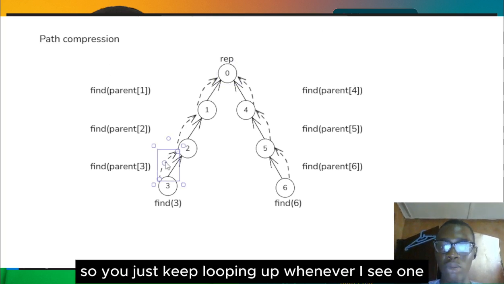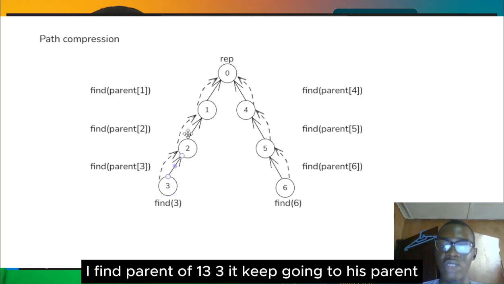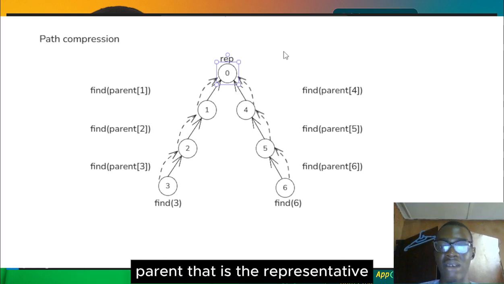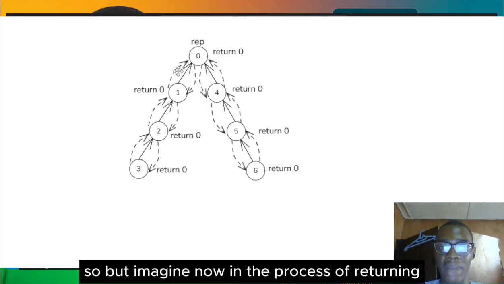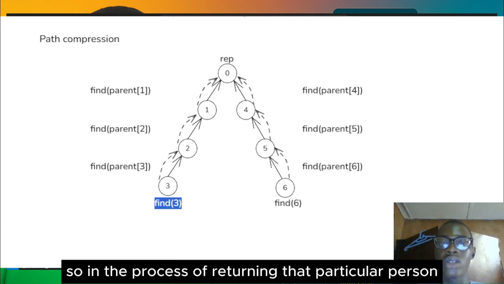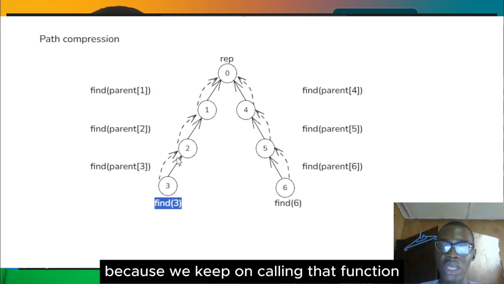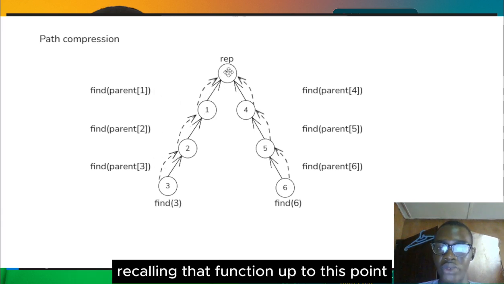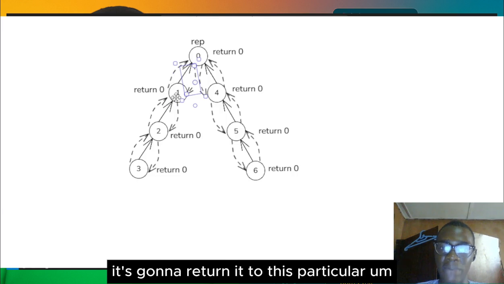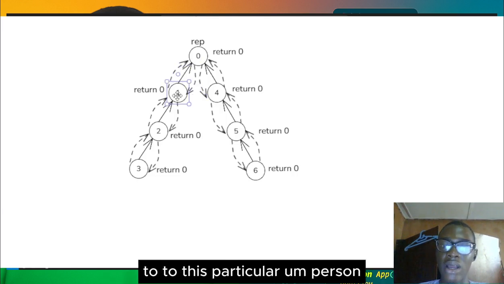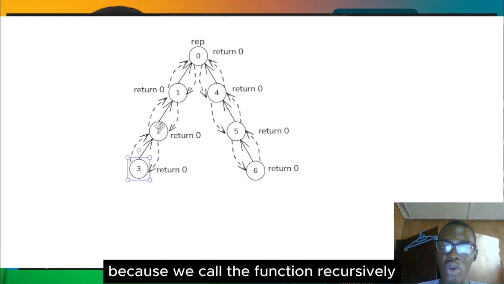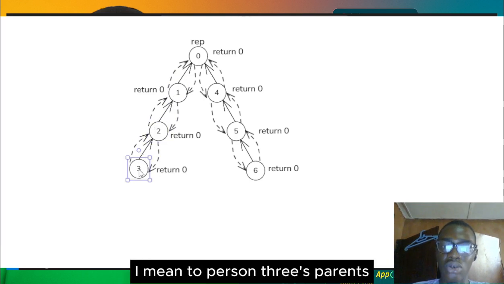This is just how it's going to be. So you just keep looping up. Whenever I want to find the parent of person 3, it keeps going to its parent until you get to one that no longer changes. Definitely that is the representative. Now imagine that in the process of returning, find is going to return the representative. Because we keep calling that function recursively, it's first going to return that representative, say 0, to this particular person, and then to this particular person. It returns that way because we call the function recursively on this person's parent, I mean person 3's parent.